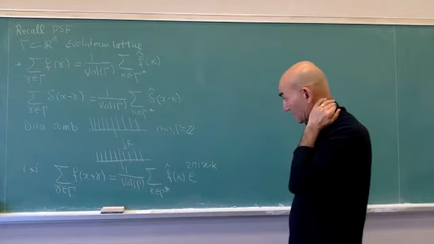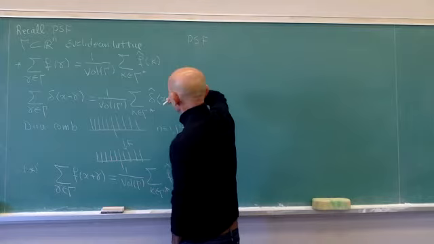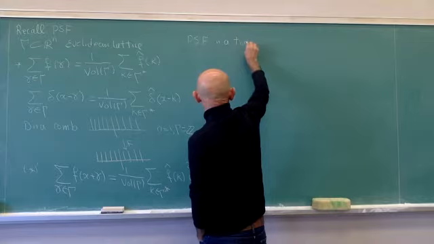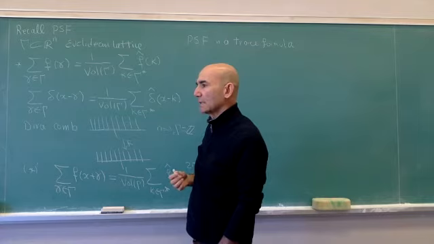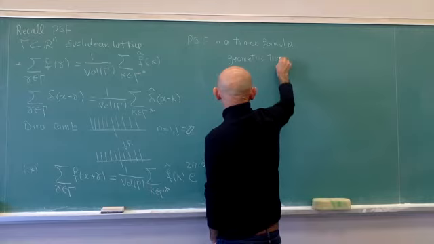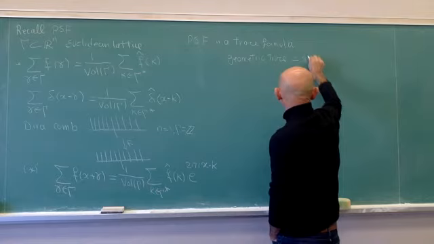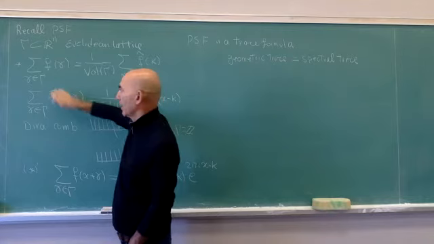I want to advertise now the following point of view: the Poisson summation formula is a trace formula, in the sense that it says that a geometric trace of a certain operator is equal to a spectral trace. One side of the formula is the geometric trace, as we call it, and the other side is the spectral trace.